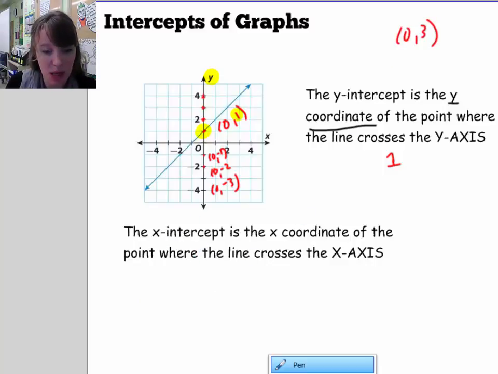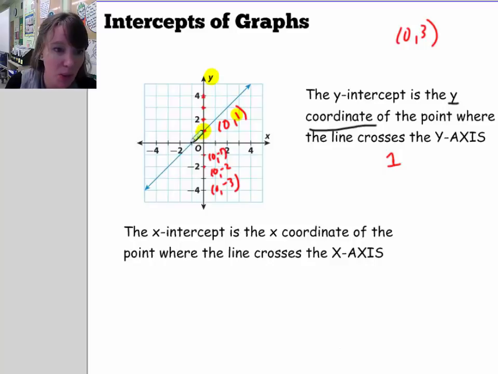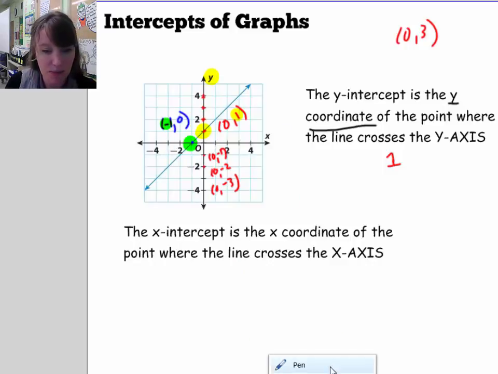Now let's talk about the x-intercept. This is the x-coordinate of the point where the line crosses the x-axis. Let's look at the points here. This point right here is -1 for x, so it's right here, and 0 for y. Again, we are just looking for the x-coordinate. We're just looking at this value right here because that's the only value that can change along the x-axis. The y values are always the same along the x-axis. So the x-intercept is the x value. Here, for our line, it's going to be -1.